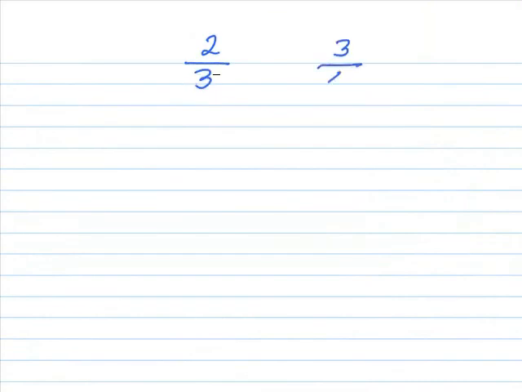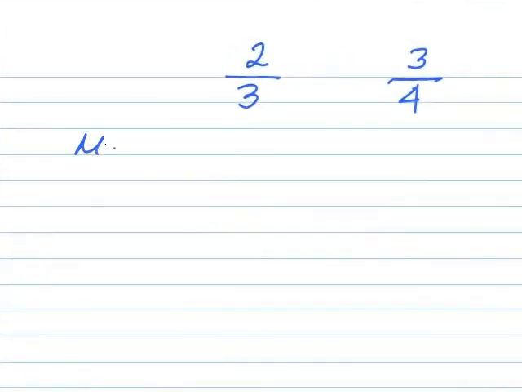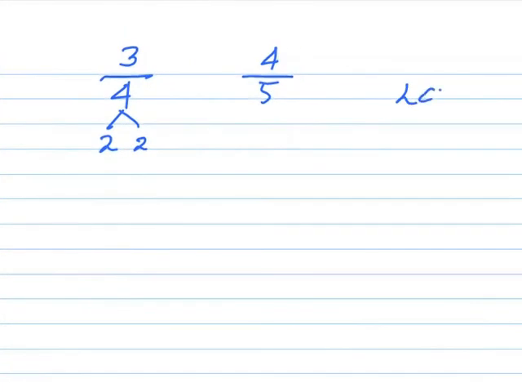Now, let's try to match denominators. So, what is the LCM of 3, 4, and 5? Remember how you do the LCM. 3 is prime, 4 is not prime, it's 2 and 2, 5 is prime. So the LCM is going to be 3 times 4 times 5. 4 times 5 is 20, times 3, that's 60. So in other words, the LCM of 3, 4 and 5 is 60.